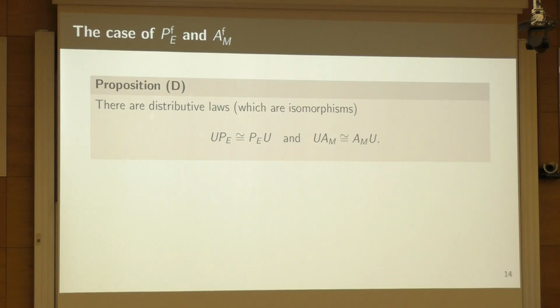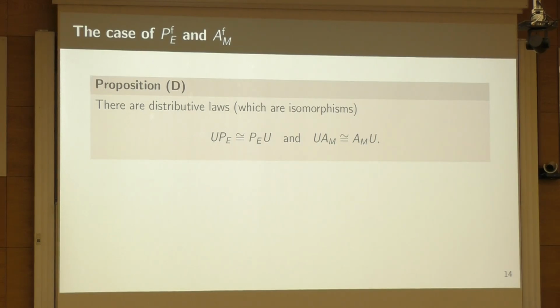The first two cases are not very exciting, so I'll go through them a little quicker. So let me remind you, P is the plus E monad, AM is the times M monad for M a finite monoid. The ultrafilter monad preserves finite coproducts, and so you can use that to get isomorphisms here.